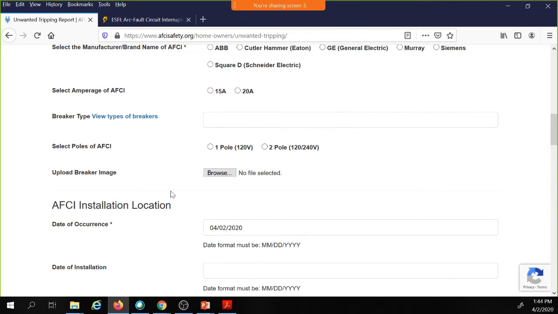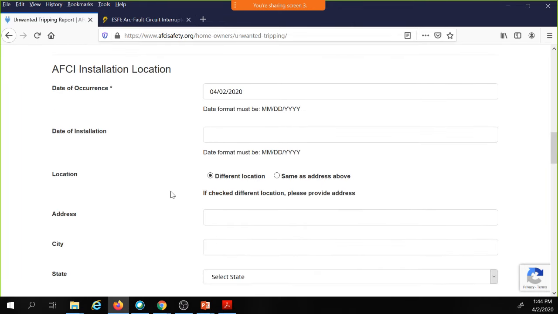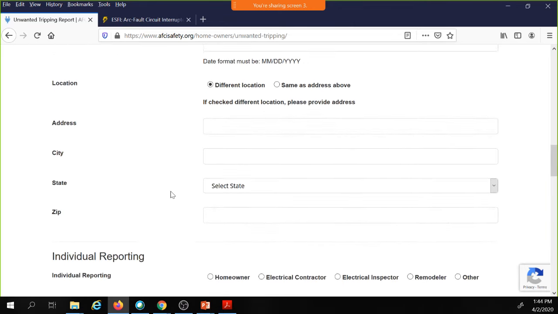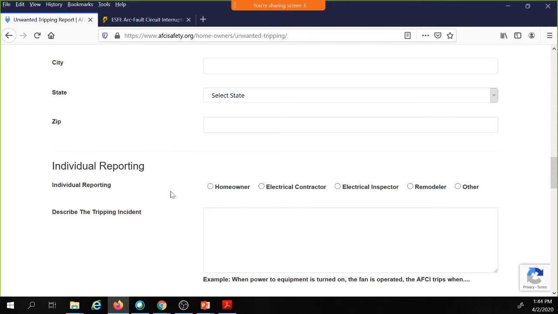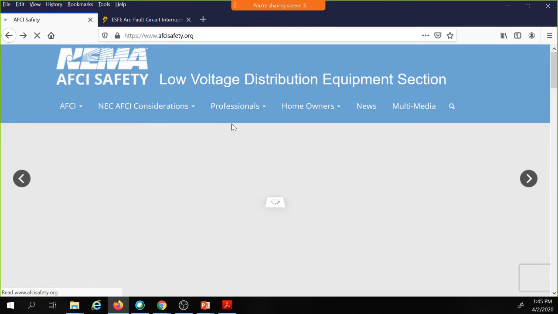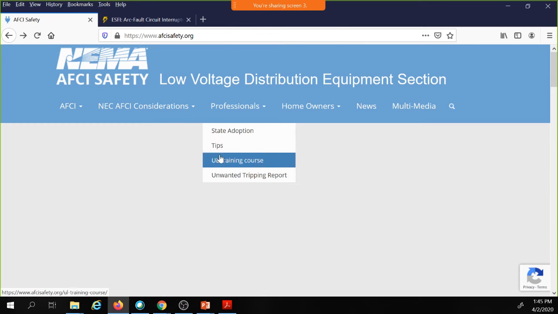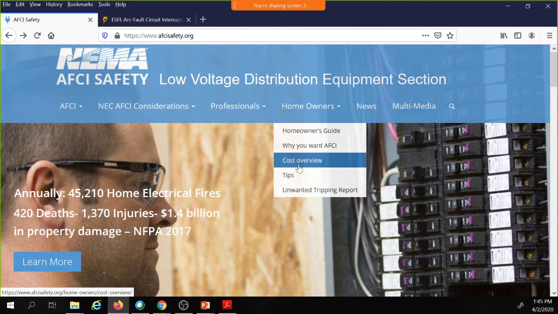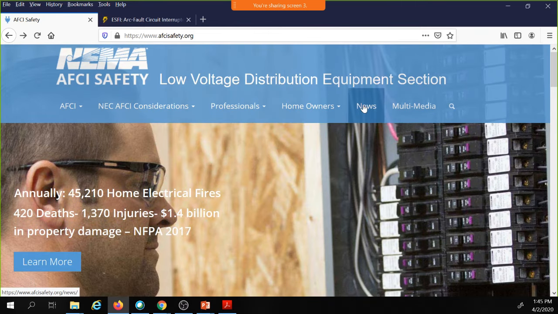So there's a bunch of stuff that you can do technically to get enough information and provide this. Even if you're talking to the homeowner and they give you this information, you can share this with the manufacturer. The manufacturer will get back to you with some guidance on how to troubleshoot that. There's an unwanted tripping report from the homeowner perspective.